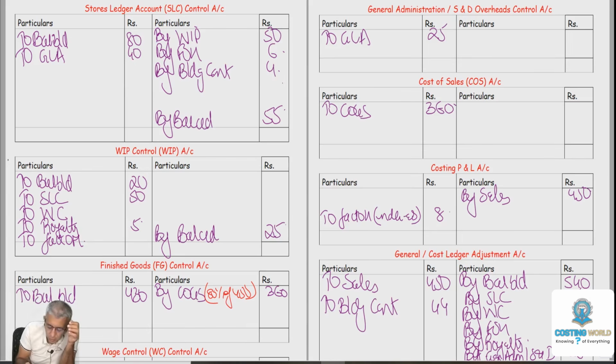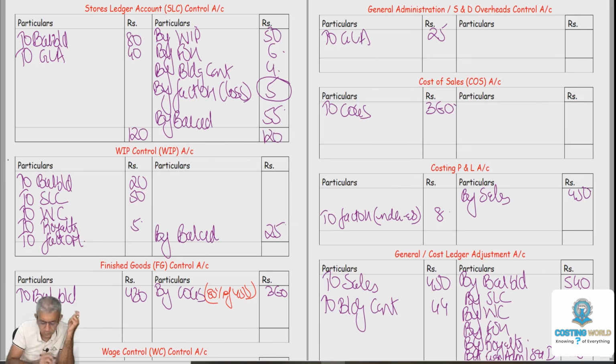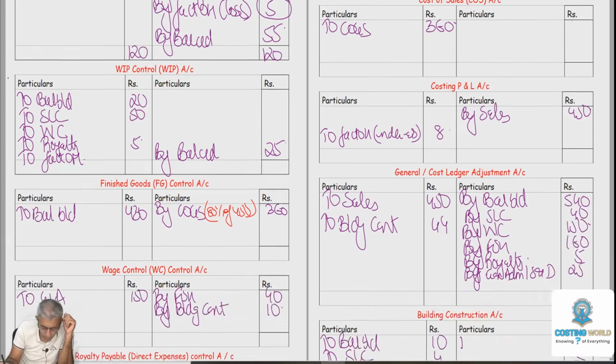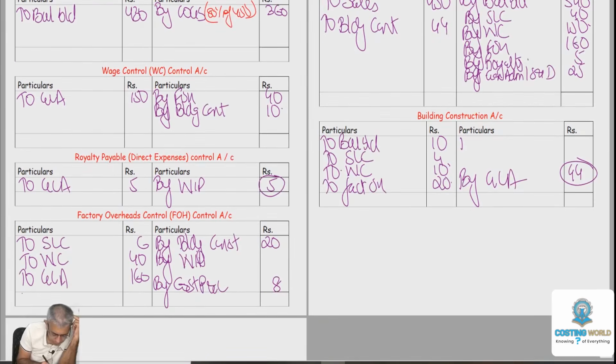Yes. So there should be a balancing figure over here, and those guys are saying this particular loss should be transferred to factory overheads, their instruction. Can you get me this balancing figure? 5, no? 550, 60, 115, 5. So come out to your factory overheads account now. Write down to SLC in bracket loss.